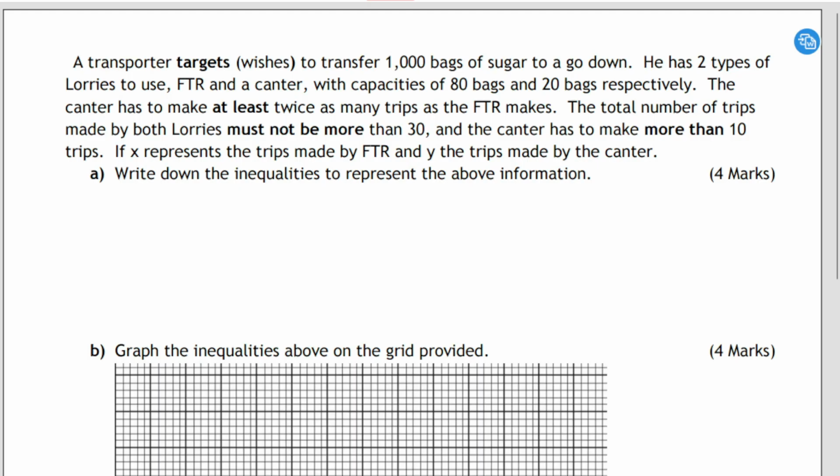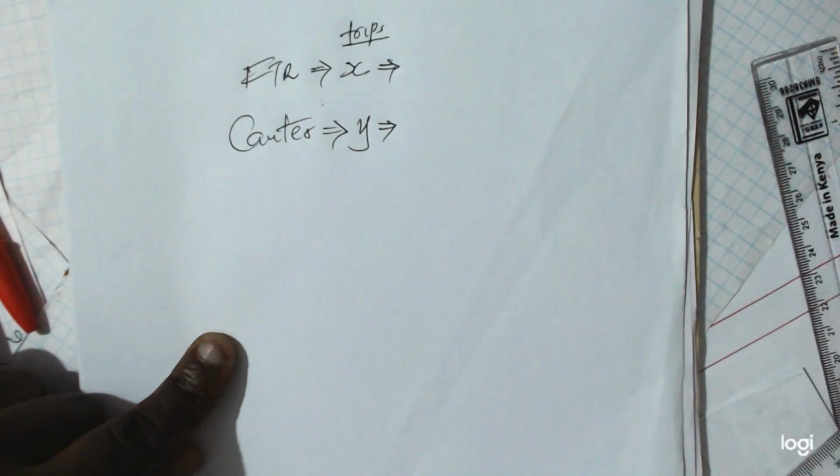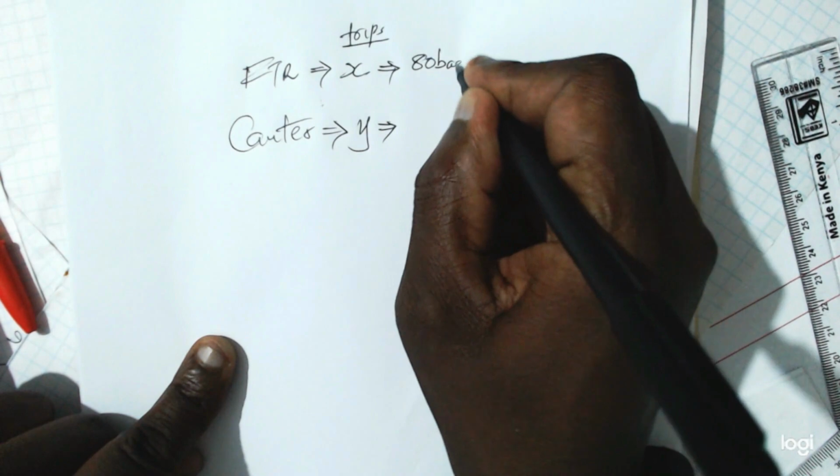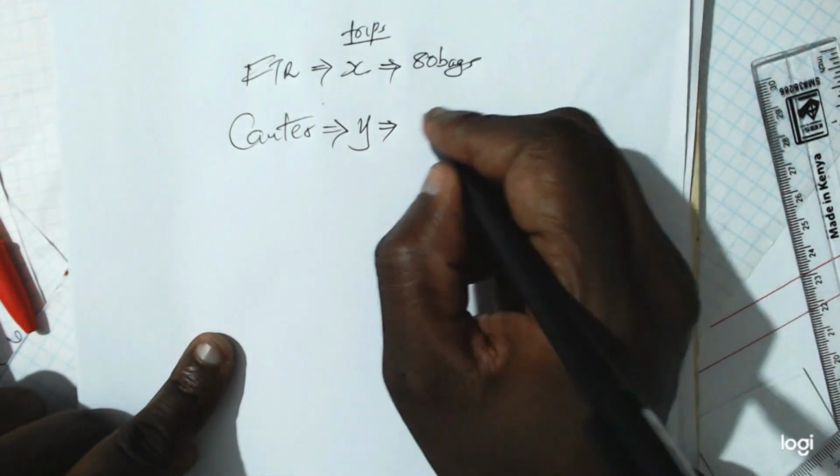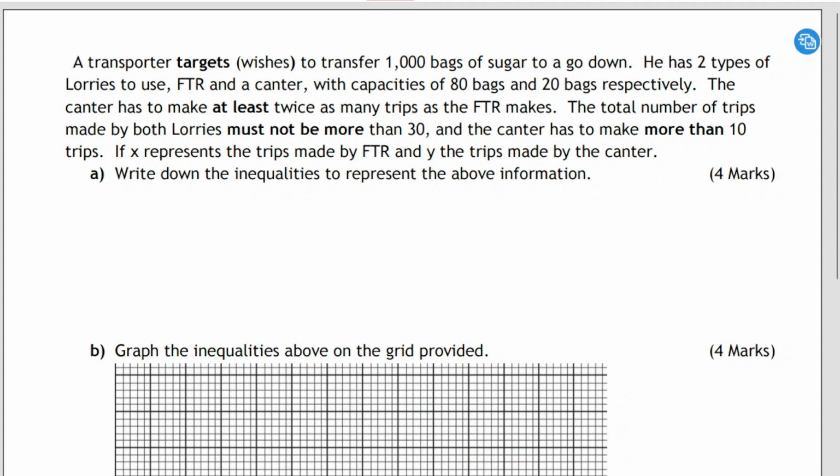Then the capacities are 80 bags for the FTR and 20 bags for the canter respectively. So the FTR has a capacity of 80 bags, and the canter has a capacity of 20 bags. After writing that, now we can write the first inequality. Having the capacities, the FTR makes X number of trips, and for one trip carries 80 bags. Then the canter makes Y trips, each trip 20 bags.